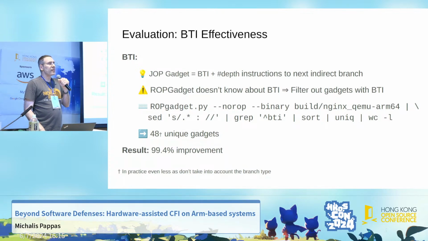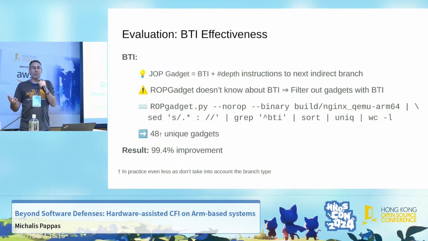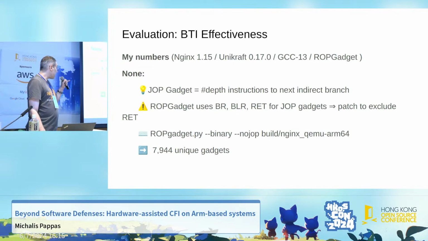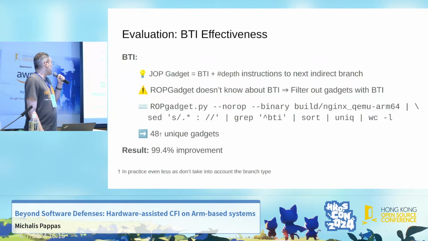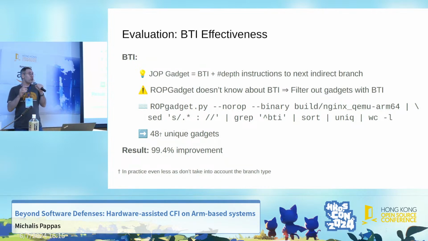Of course, ROP gadget again did not support this. It doesn't know anything about BTI, so I had to come up with some post-filtering ideas. You can see the command line there that I came up with to filter out what I wanted to find. Either way, I ended up with 48 unique gadgets. So from 8,000 you end up with 48. And in practice, this is even smaller, because I don't take the branch type into account here, right? So it's even less. This is more than a 99% improvement, which is, again, great, right?